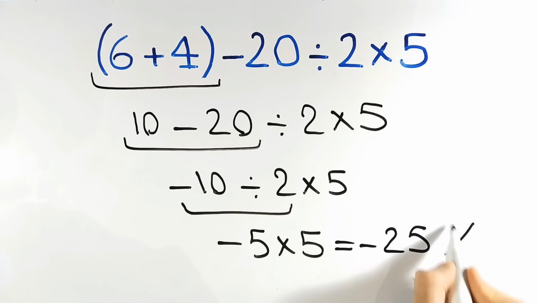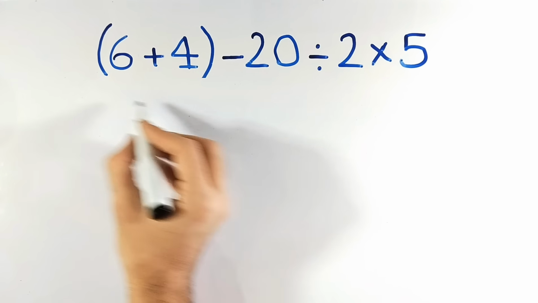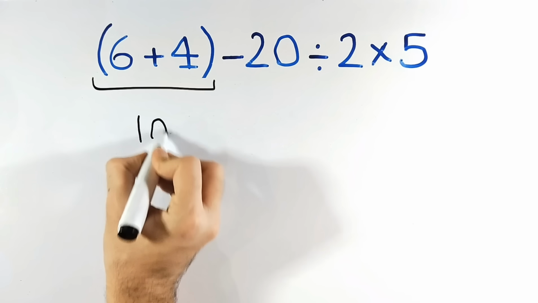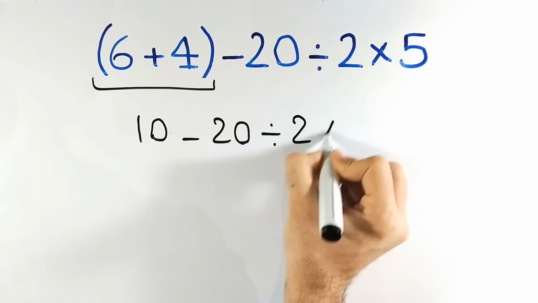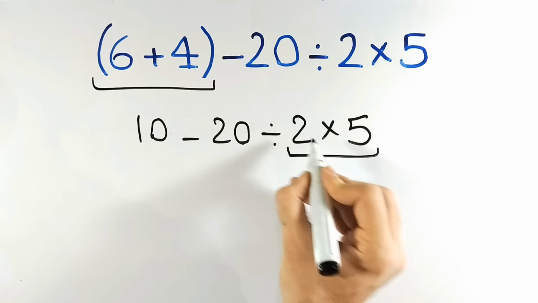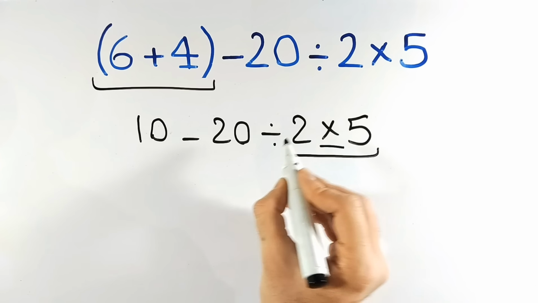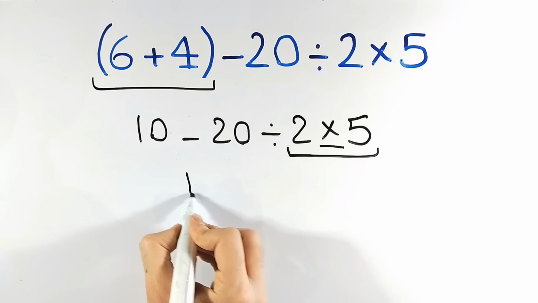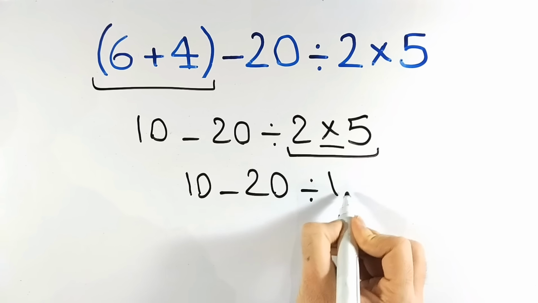However, that's definitely wrong. Also, some other people, when solving this question, first go to the parentheses, and instead of this expression, they write 10 minus 20 divided by 2, then times 5. And the next step, they go for the multiplication between 2 and 5, because they believe multiplication has a higher priority than division. So, they rewrite this expression as 10 minus 20 divided by 10.